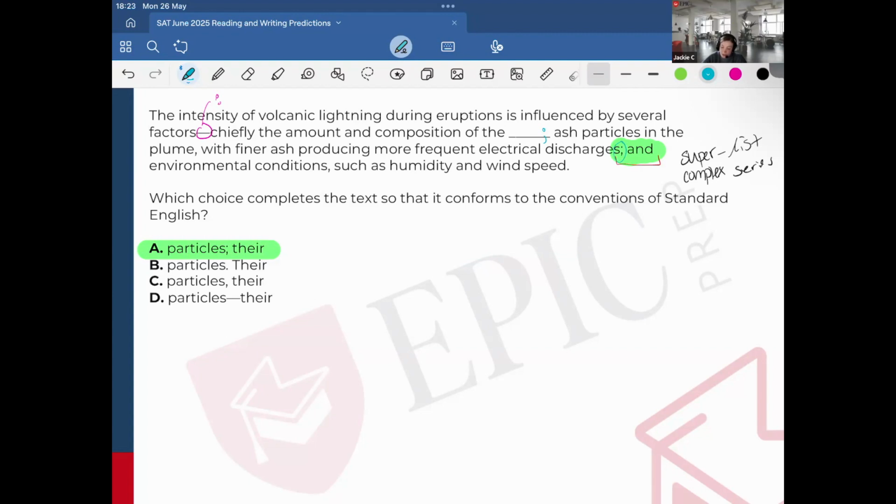And then environmental conditions such as humidity and wind speed. So notice that we always use the super list when we have multiple items in the list that contain commas. Within item list 2, I have the comma here, and you can also see there's an additional comma in the third item in the list. So main takeaway or epic tip: whenever you see the semicolon and, that is a big flag for you to know that it's the super list being tested and that likely you'll need to pair with semicolon.